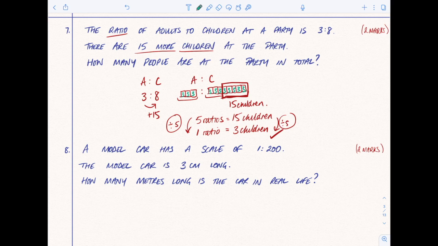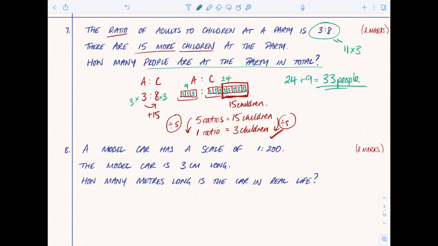Therefore, the question's saying to me, how many people are at the party in total? Well, I've got 9 adults there. 3 times 3 is 9. And I've got 1, 2, 3, 4, 5, 6, 7, 8 boxes. 8 times 3 is 24. So I've timesed that by 3, I've timesed that by 3. So we've got 9 and 24. So there's 9 adults, 24 children. So altogether, there are 33 people. Okay. The other way you could do it is add the ratios together, which is 11, and then just times it by 3 to get 33. And that makes sense as well because we know that there are 15 more children, and the difference between those two is 15.